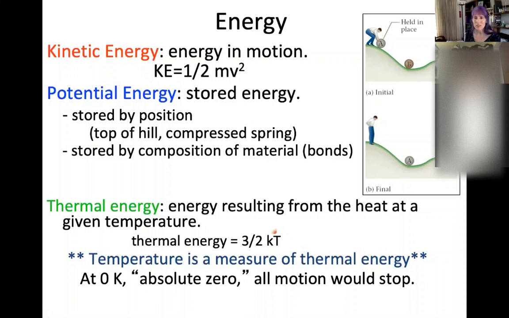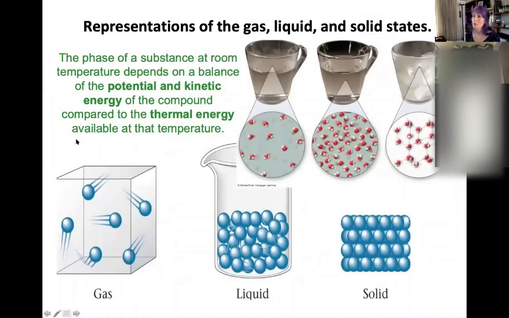We're really going to weave this together with some of the other conversations we've had about energy and the motion of particles. Remember, solid, liquid, gas is very much related to the motion of particles. So we can talk about, at a given temperature, there's a certain amount of thermal energy.